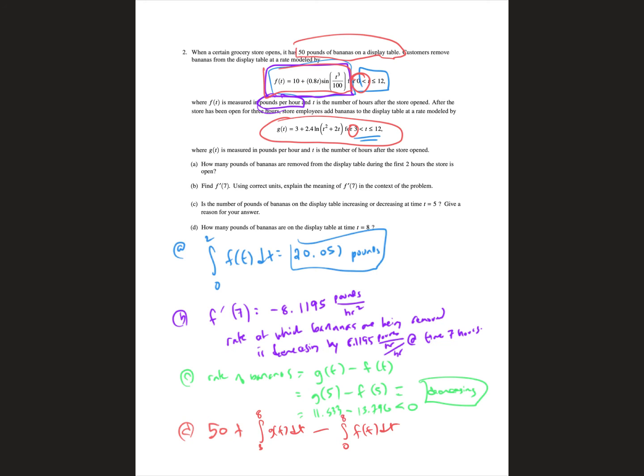So now I'm going to pull my calculator and do this calculation. And when I put that into my calculator, I get 23.347 pounds of bananas.